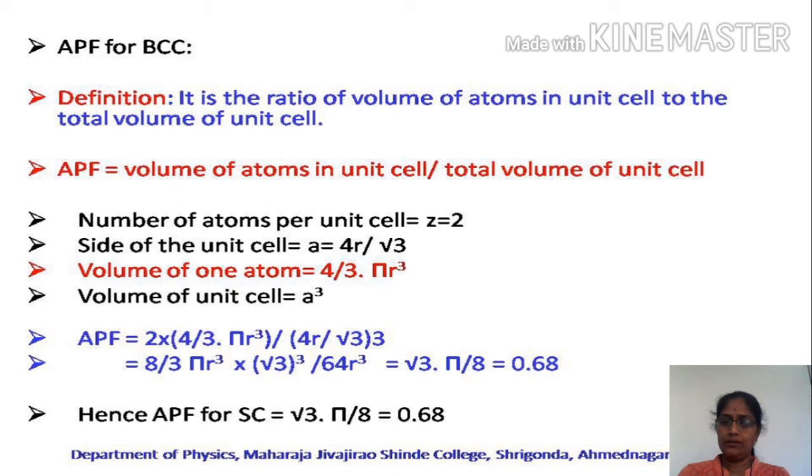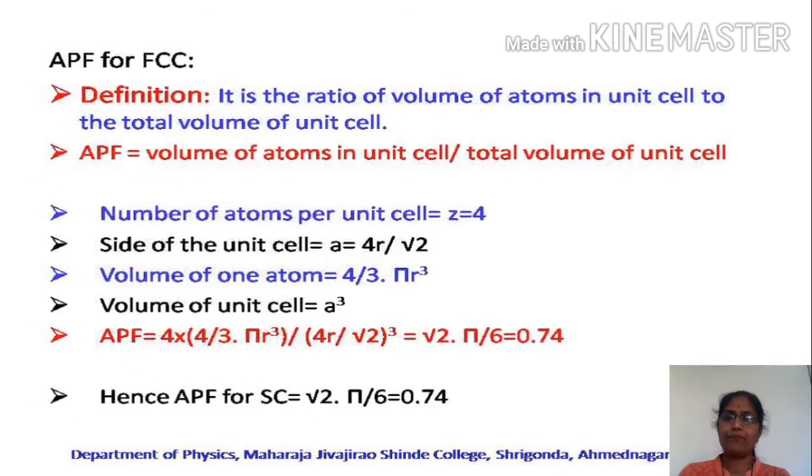Let's see the value of atomic packing factor for FCC. In case of FCC also, the formula will remain the same. The formula for volume of atoms in unit cell will remain the same. Only the values such as number of atoms per unit cell will change, as the value is Z equal to 4 for FCC.